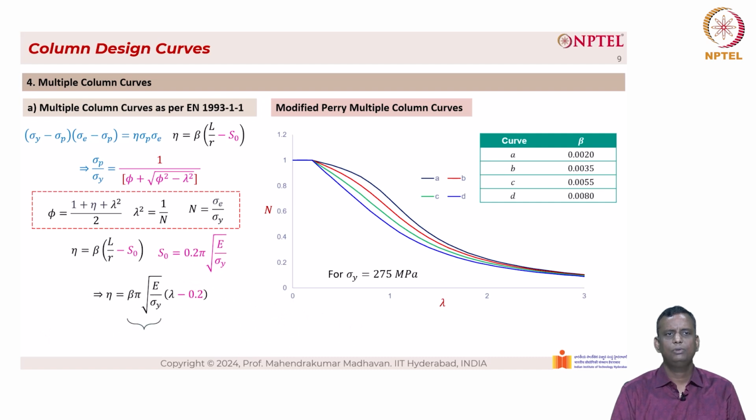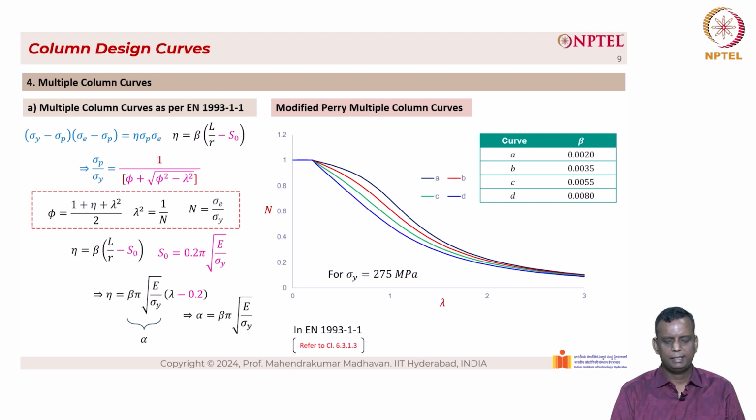Now this value of beta into pi into root of E by sigma y can be termed as alpha, which is the imperfection parameter. So alpha equal to beta into pi into root of E by sigma y.